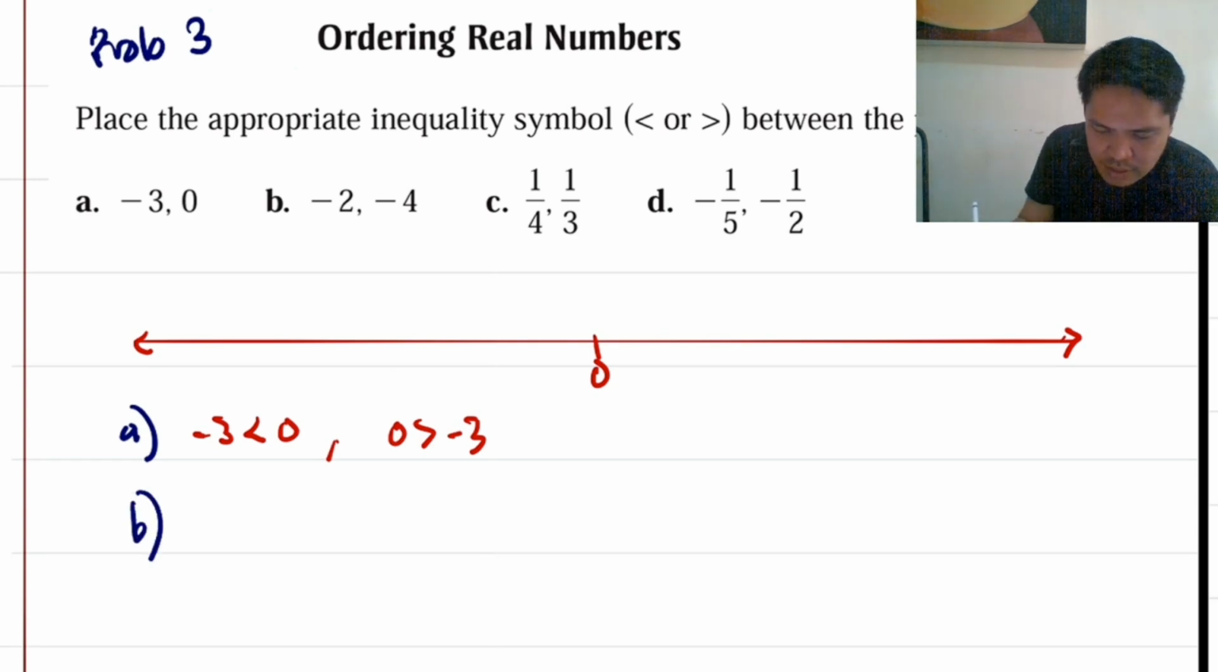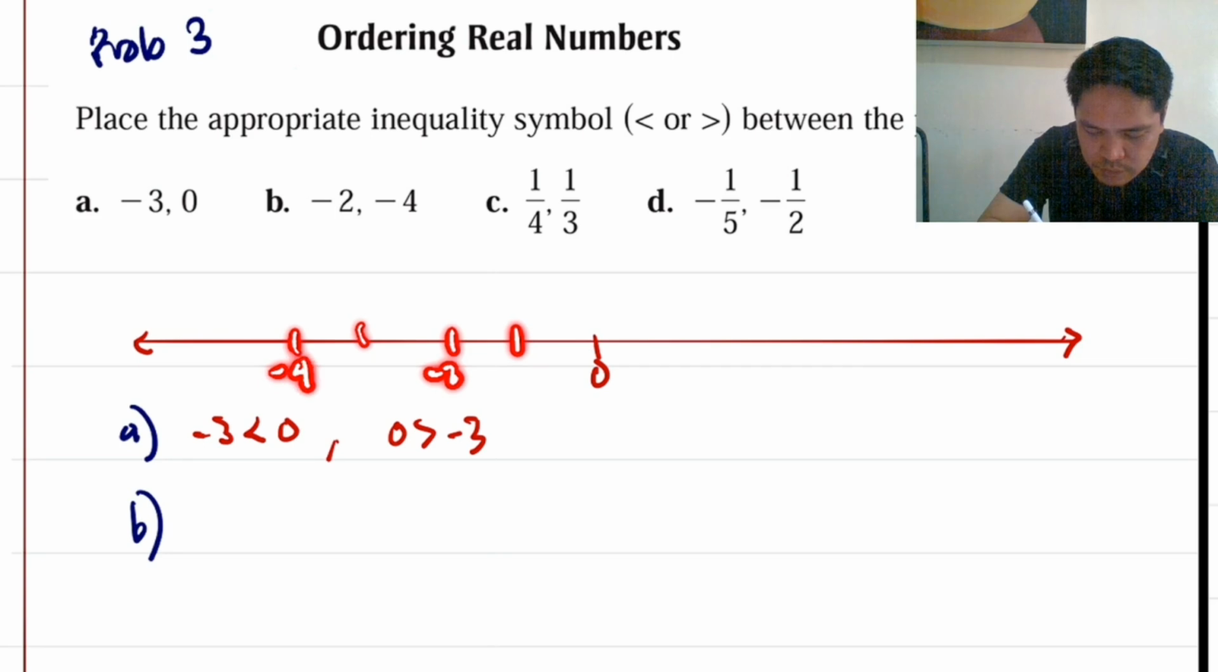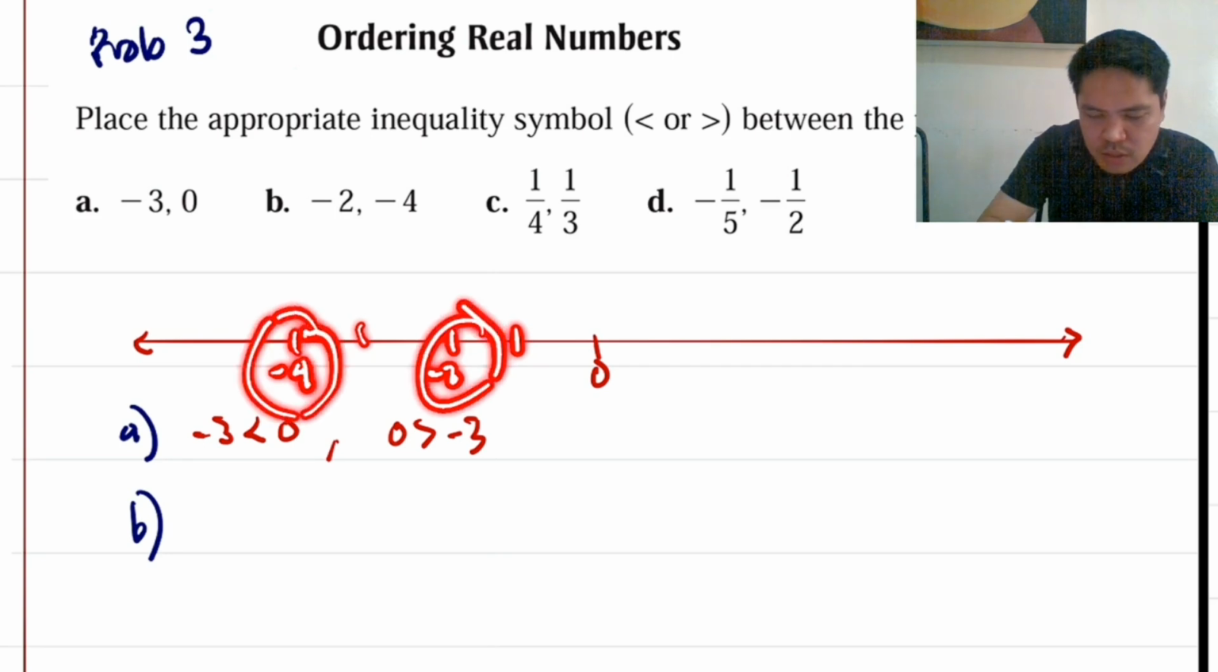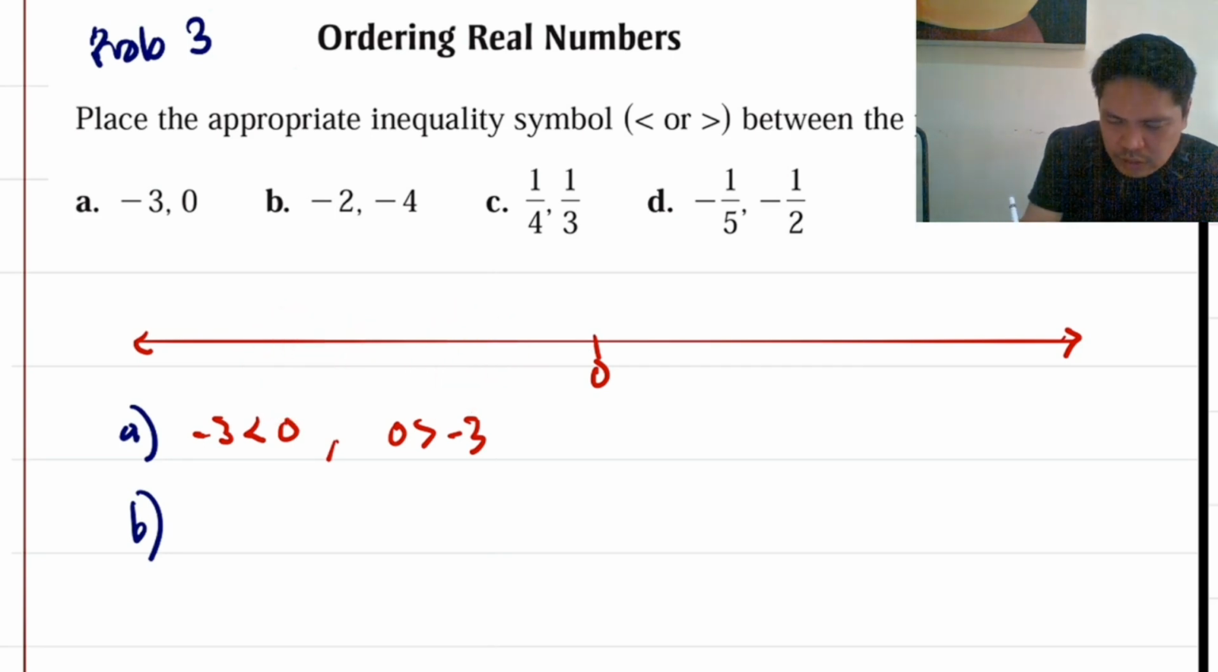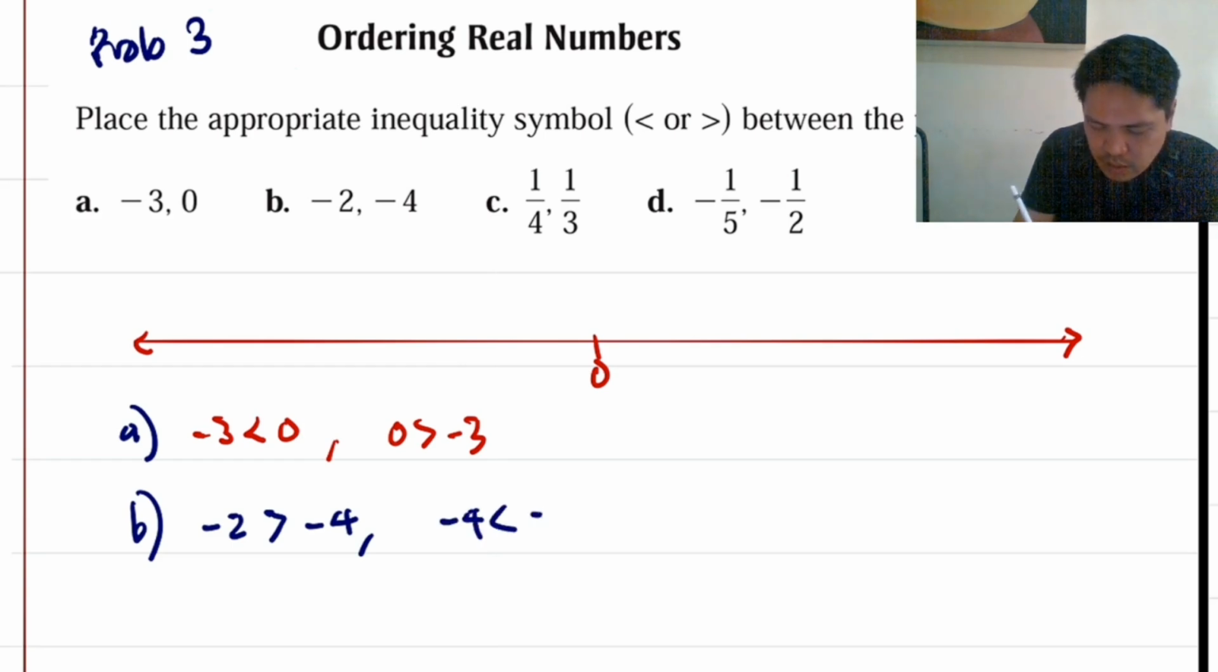Letter B. How about negative 2 and negative 4? Okay, negative 2 is right here, and negative 4 is further to the left. So, meaning negative 4 is less than negative 2. Walang challenge. Or, negative 2 is mas dako, greater than negative 4. Or, negative 4 is less than negative 2. Napakadali.